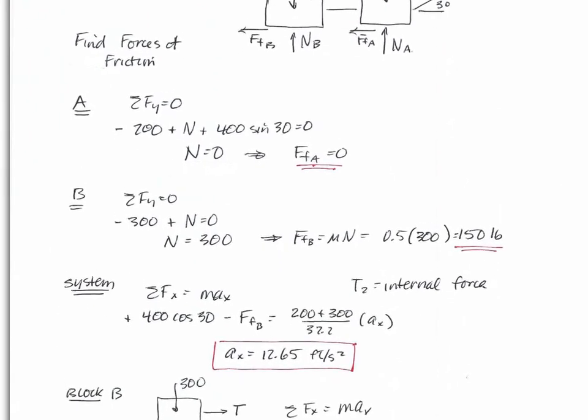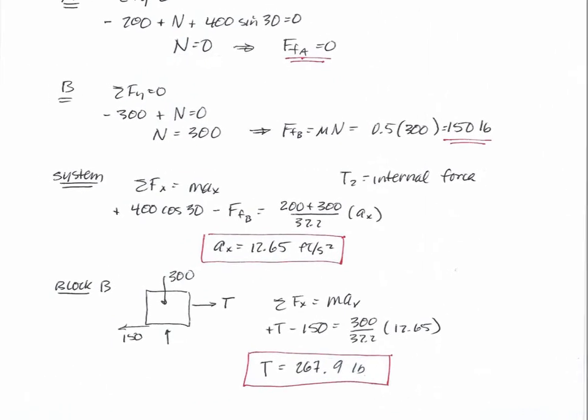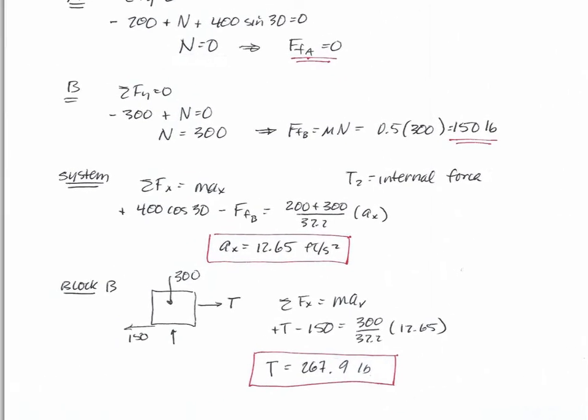And so that's what I did here: I sum the forces in the x as mass times acceleration in x. I only have that F cosine pulling it, only have one friction force, but when you do it as a system, you have to include both masses, and so you find the acceleration is 12.65. Now that you know the acceleration, you can find that internal force, that tension, by doing another sum of the forces equation, where I have that tension pulling here, I have the force of friction pulling back, and I can find out what that tension is with that one equation.